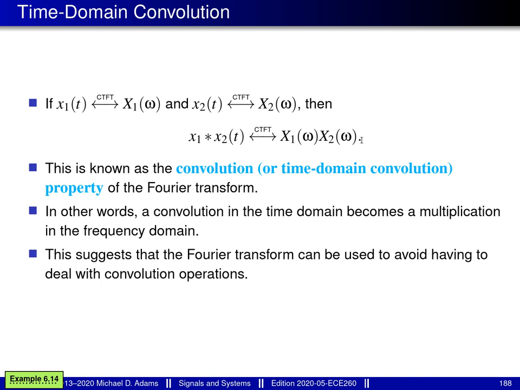And this suggests a particularly important application of the Fourier transform, which is that it can be used to avoid having to deal with convolution operations. Because if we have an equation that has convolutions in it, what we can do is take the Fourier transform of that equation, and when we do so, the convolutions will be replaced by multiplication operations in the Fourier domain. And this idea is very useful, for example, when working with linear time-invariant systems.